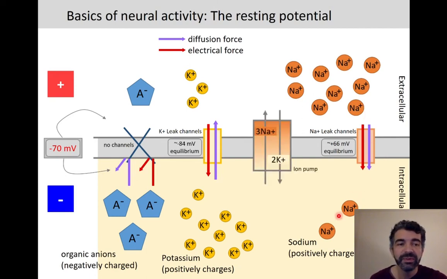So what do we do in order to keep that balance? Well, we have this ion pump here, and the ion pump does the following. It takes 3 Na+ from inside the cell, pulling them out in exchange for 2 K+ ions. By that means we will never reach this equilibrium, but rather stay at minus 70 millivolts.